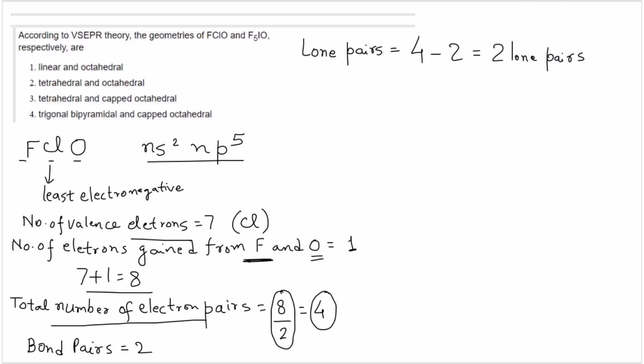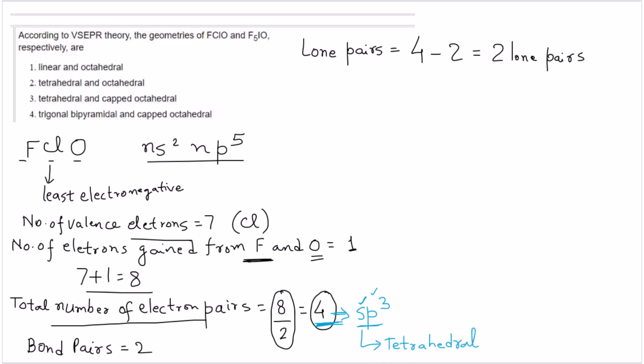Okay. Now from VSEPR theory, we know that when the total number of electron pairs is equal to 4, that corresponds to a hybridization of sp3. Why sp3? Because 1 s orbital and 3 p orbitals, so 3 plus 1 is equal to 4. 4 orbitals are involved, and that is the total number of electron pairs, which corresponds to a hybridization of sp3. And what is the geometry of sp3? sp3 is tetrahedral.